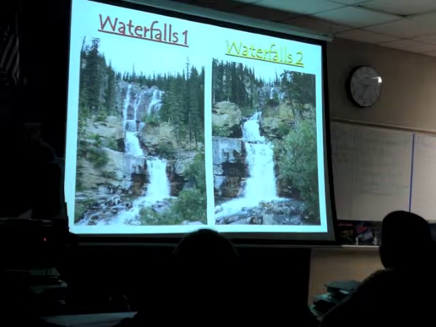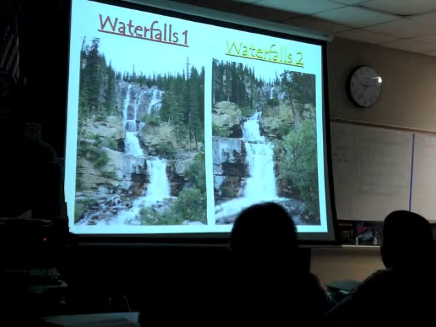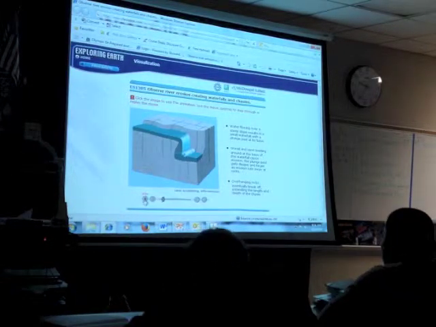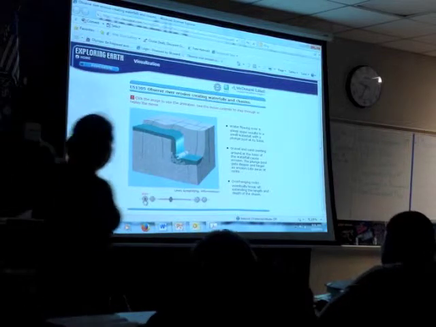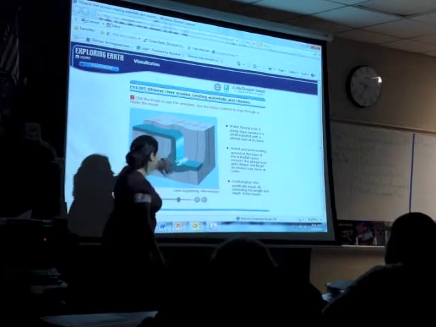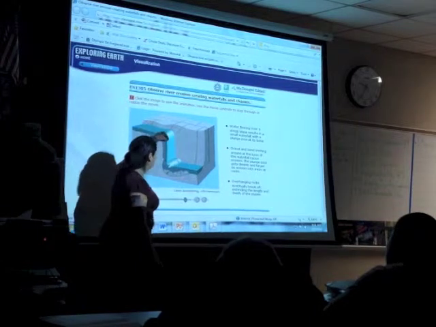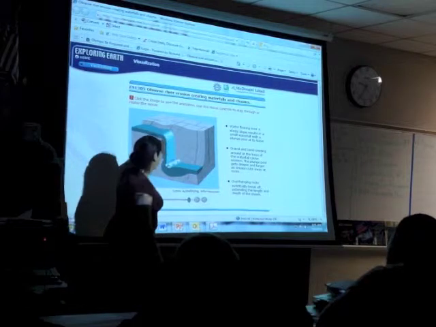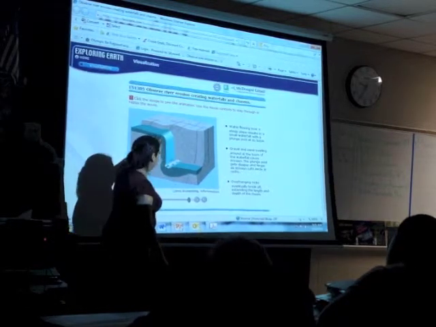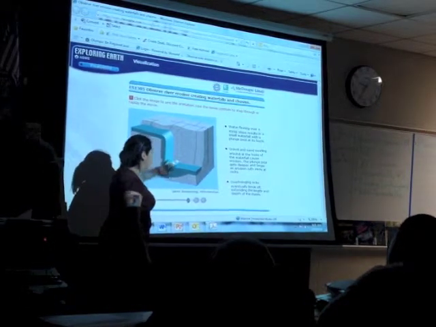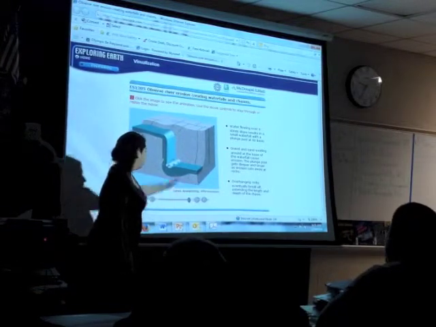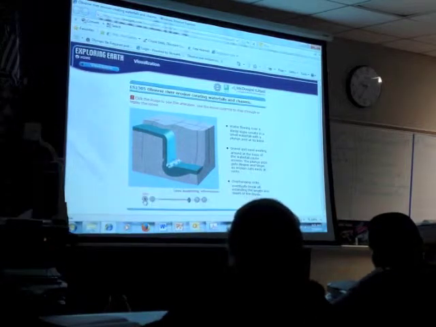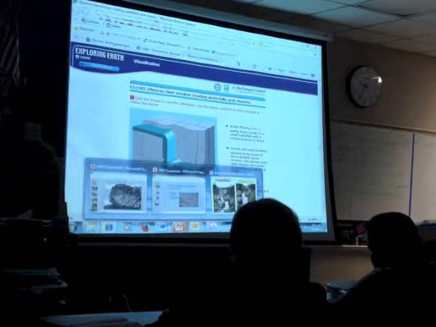So let's look at what happens as water moves. Looking at this animation, we can see that over time, that's a waterfall. Water is moving, and it's also taking rocks. So all those rocks are hitting this bottom rock. Over time they weather away, and it gets broken, and broken, and broken. So what's happening to the waterfall? It's moving back.